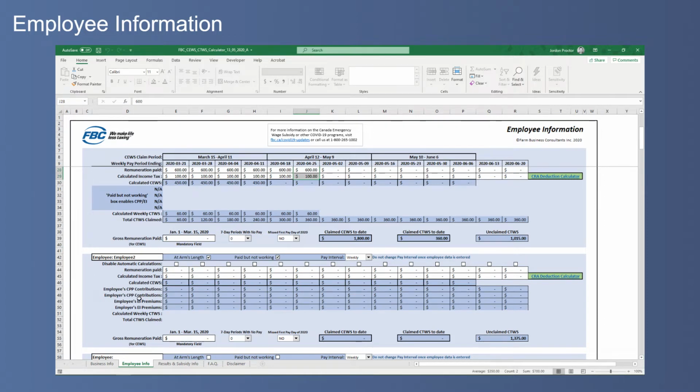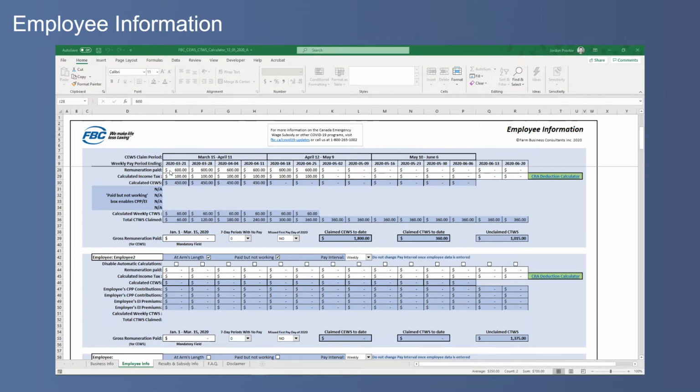We can see now that the contribution amounts for CPP and the premium amounts for EI are showing up on the sheet. That's because since they're not working, the business is eligible to get refunds on their portion of the contribution since the employee wasn't working.